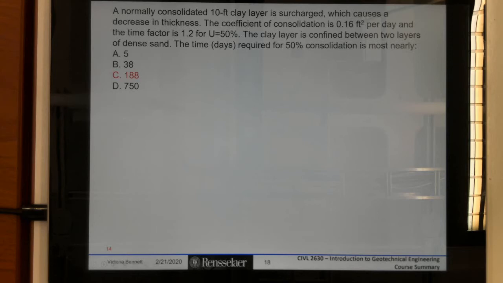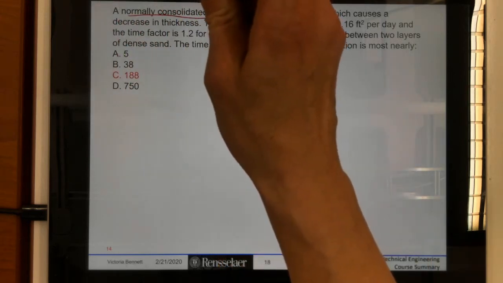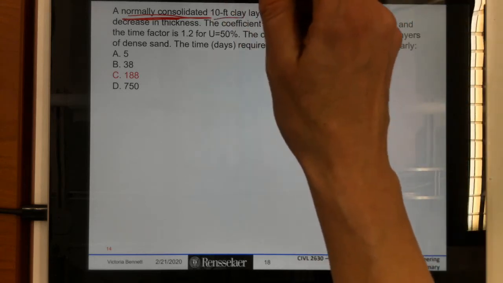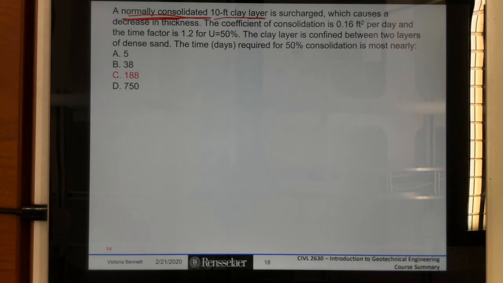Okay, so this is the consolidation kind of problem. Normally consolidated is sometimes an important piece of information, so like you might have remembered from my class, sometimes pieces of information are written out that might be useful. So saturated, if they say something about a saturated sample, then that usually comes into play somewhere. We have a 10-foot thick clay layer with a surcharge that causes a decrease in thickness. Okay, so this is a consolidation kind of problem.